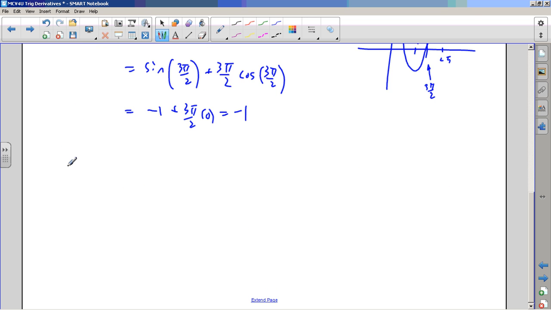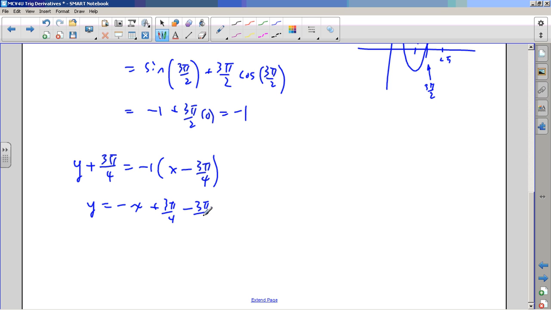And then I can get the equation. y minus negative, right? It was 3 pi over 4, equals the slope, x minus 3 pi over 4. And then I think that's the equation. y equals -x plus 3 pi over 4 minus 3 pi over 4. Oh, look at that. y equals -x. That's the required equation. Unless I've made an error.